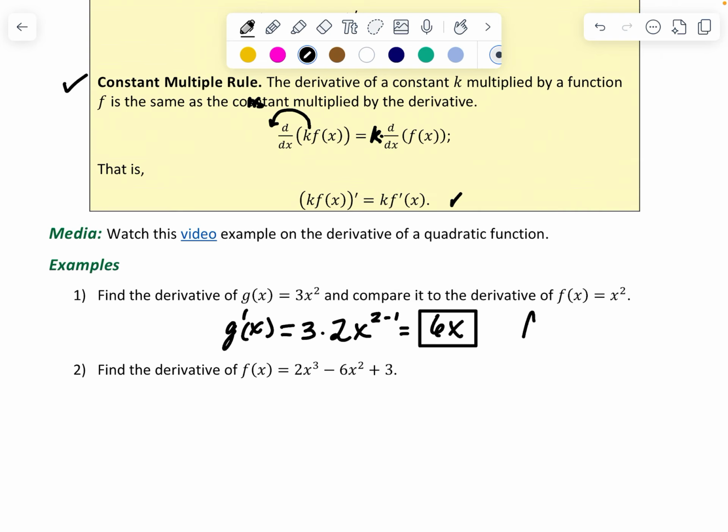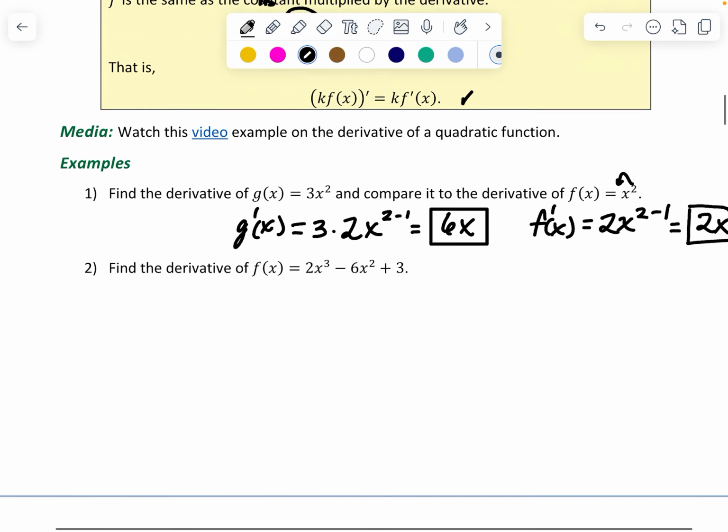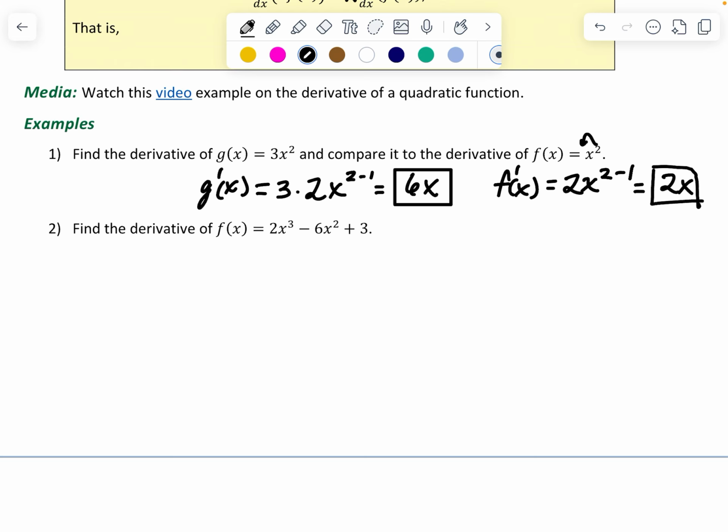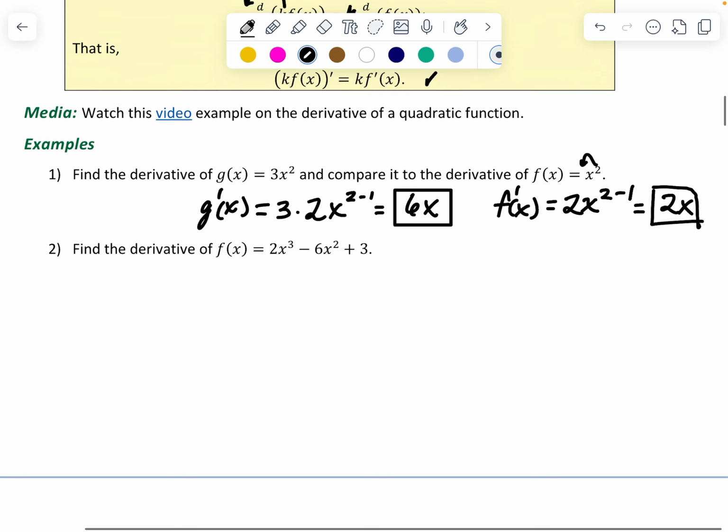And then the derivative of f of x is f prime of x. So we'll bring that exponent around front. We get 2 times x to the 2 minus 1 power, and that would be equal to 2x. So you can see that they differ by a factor of just 3, and that's that constant. Let me see if I can fix that. Okay, I'll have to let that go. So find the derivative of f of x.